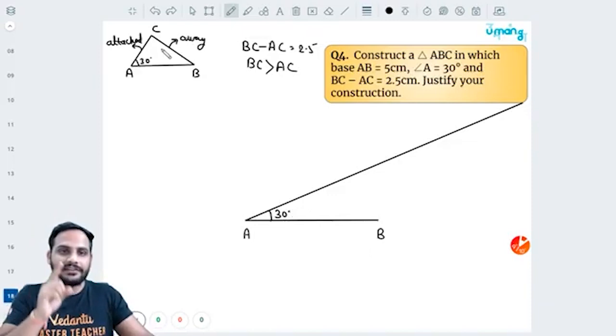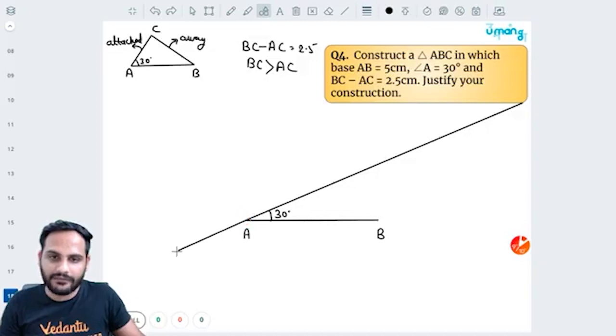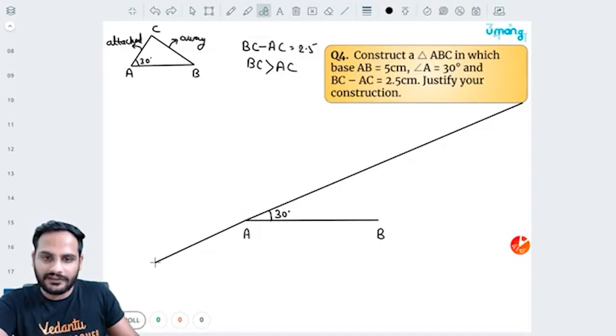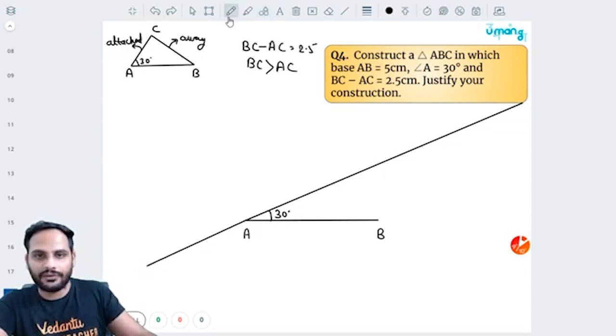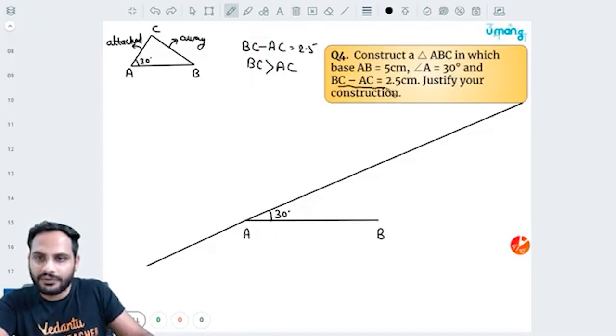See, when the side which is away from the base angle has to be drawn, what you will do is extend this line backwards as well. With the help of the scale, extend this line backwards also. Now the only change was this part: extend this line backwards. And this difference which is given to you, BC minus AC, is 2.5 centimeters.